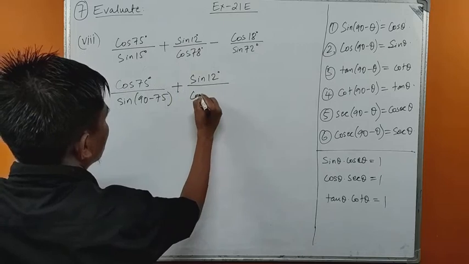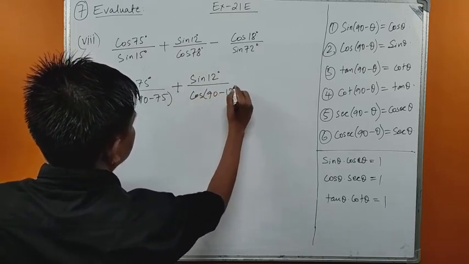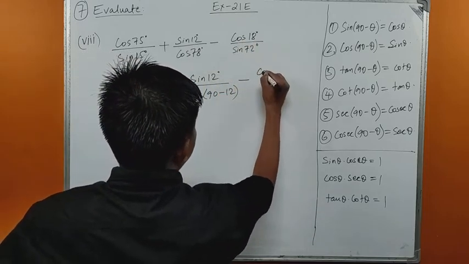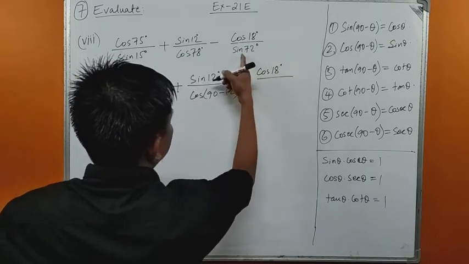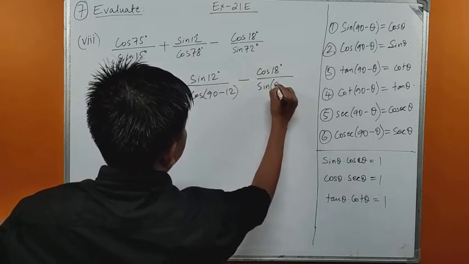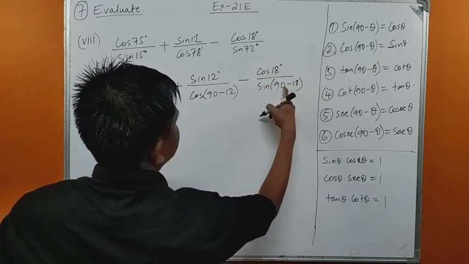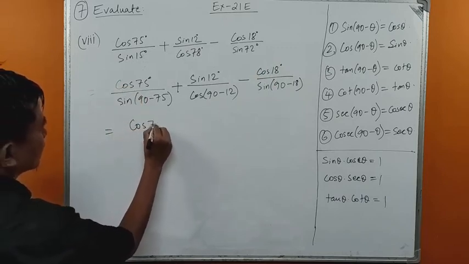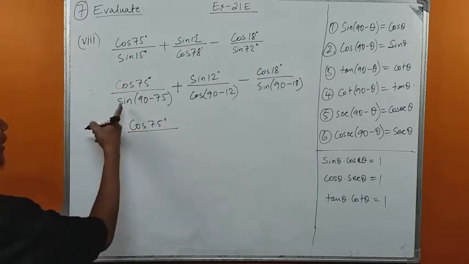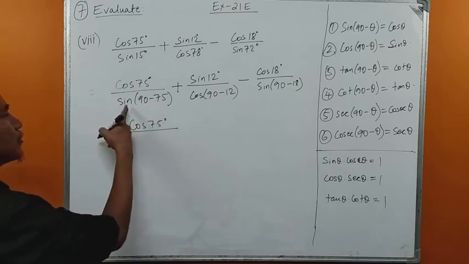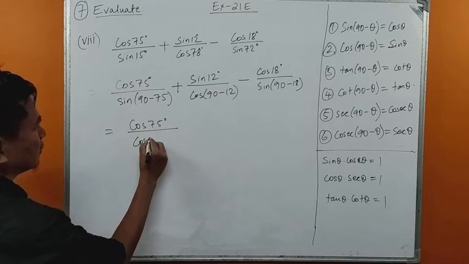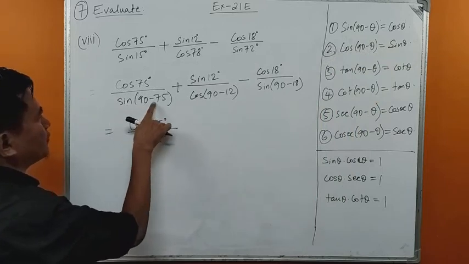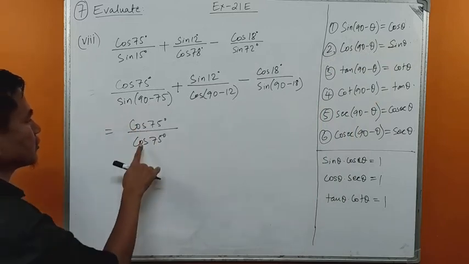Cos 78 means cos 90 minus 12. 90 minus 12 is 78. So this minus sign comes here. Cos 18, I copy as it is, cos 18 degree. And in the denominator we have sine 72, that means sine 90 minus 18. 90 minus 18 gives us 72. So this is cos 75 degree in the numerator, and in the denominator we have sine 90 minus theta. Sine 90 minus theta is cos theta, isn't it? Theta is 75, so cos 75.